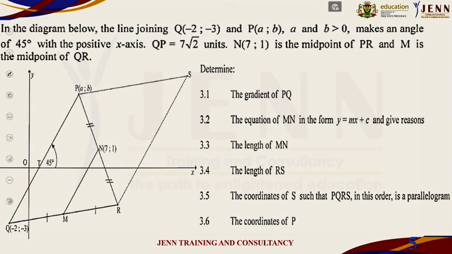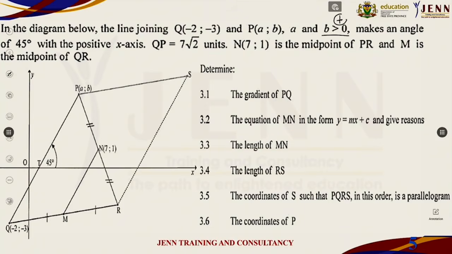Then let us look at this question. At this question, they say in the diagram below, the line joining Q, the coordinates of Q will be -2 and -3, and P, the coordinates of P, are A and B. Then we are told that A and B are greater than 0. Anything that is greater than 0 means it is positive.